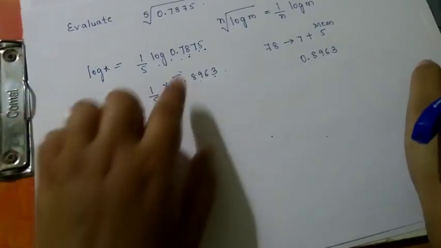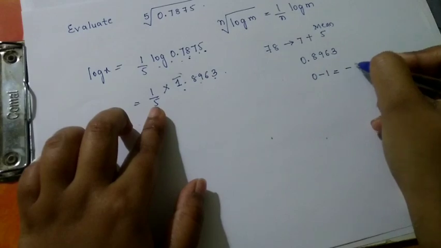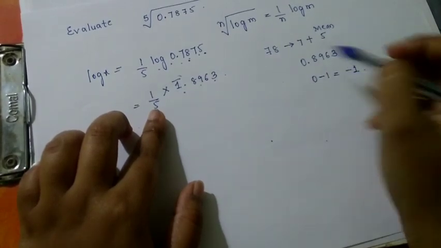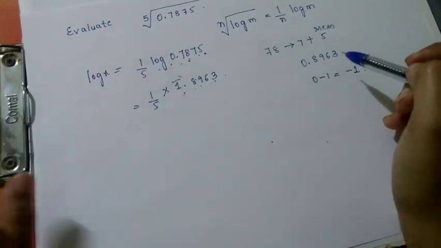Okay, the next characteristic part, 0 minus 1, this is equal to minus 1. So 1 bar 0.8963. This thing you know, how to find log values.